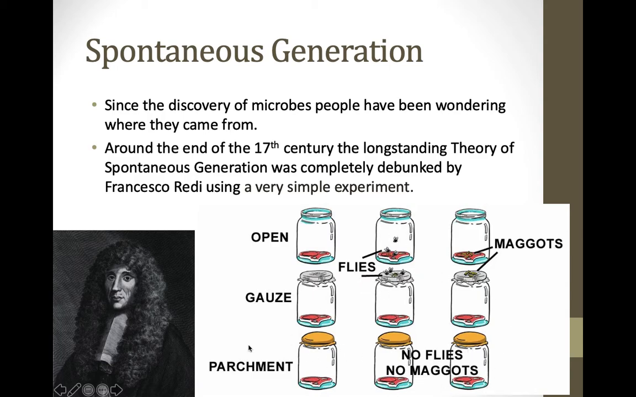So he covered it with parchment paper that's sealed to the air. No air can get in or out. No smell gets out, so the flies are not attracted. No flies, no eggs, no maggots. The steak is never eaten by maggots. This convinced people, oh, you have to have the flies to have the maggots show up. Life does not come from non-living things. If it did, this steak would have developed maggots every single time, but it doesn't.